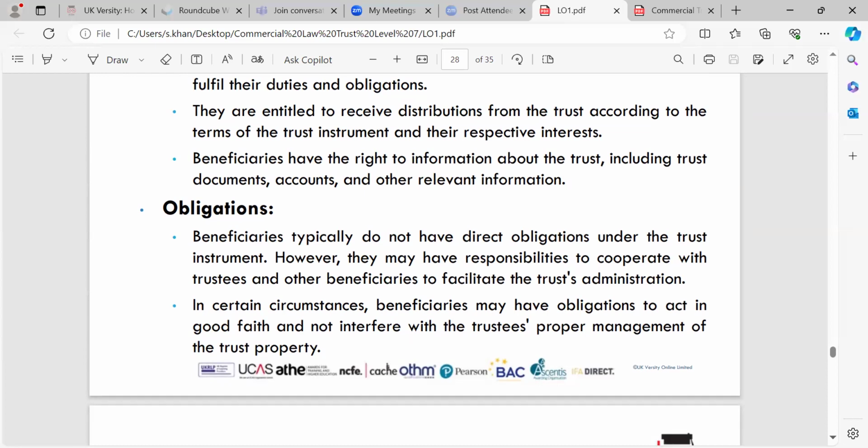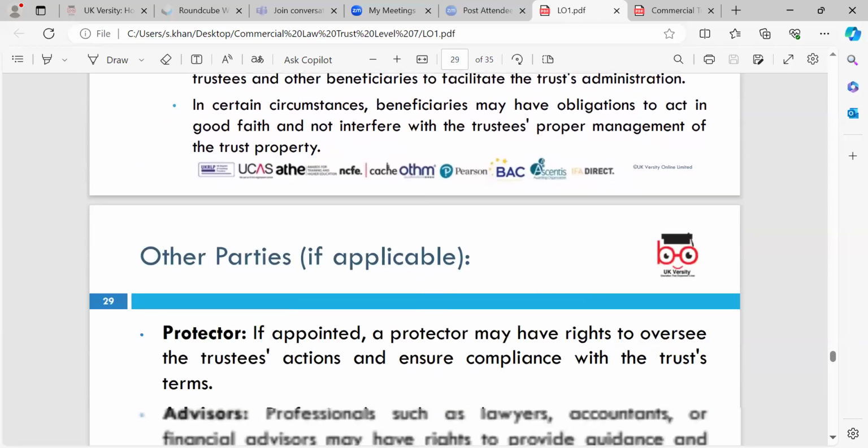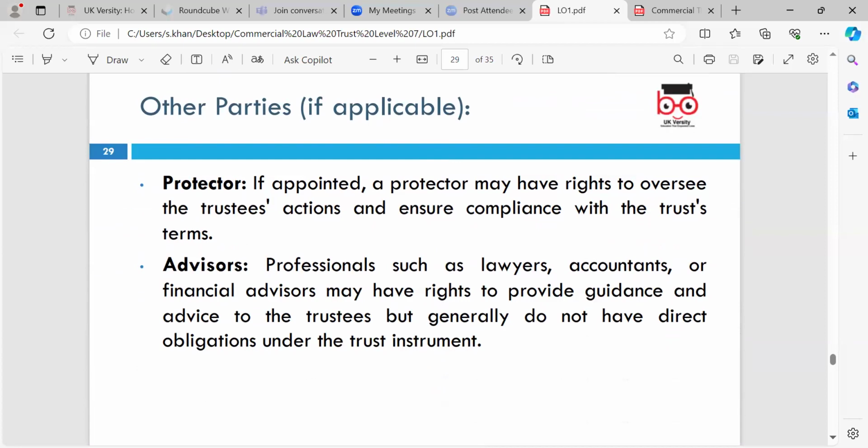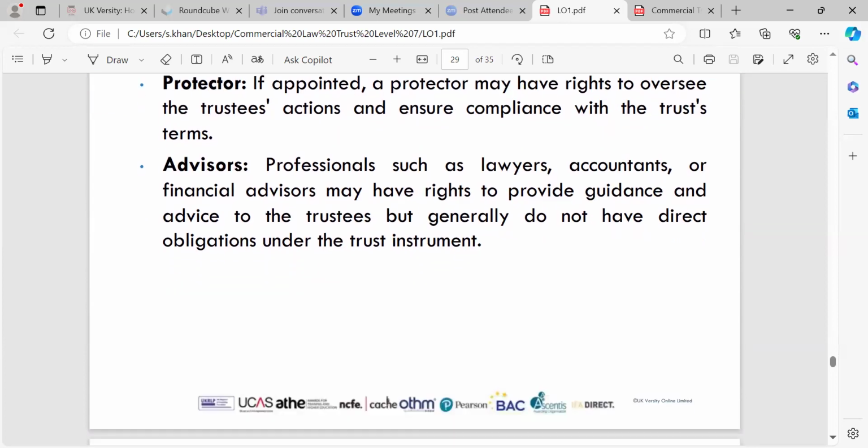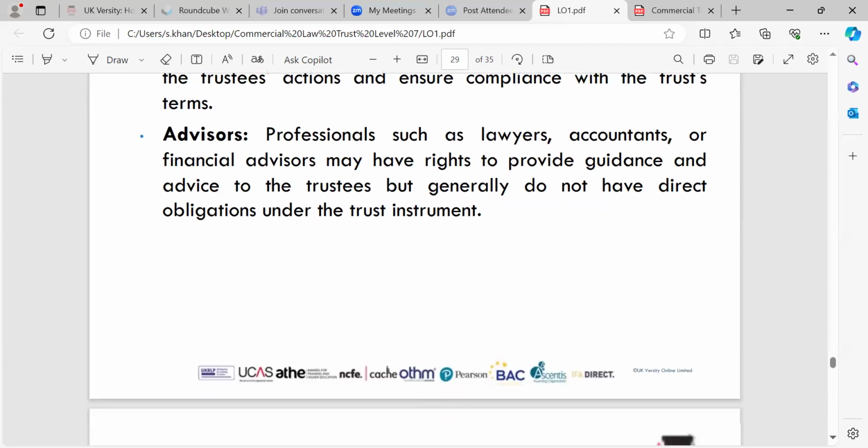In certain circumstances, beneficiaries may have obligations to act in good faith and not interfere with the trustee's proper management of the trust property. Other parties, if applicable. So the protector, if appointed, may have rights to oversee the trustee's actions and ensure compliance with the trust terms. Advisors, such as professionals such as lawyers, accountants, or financial advisors, may have the rights to provide guidance and advice to the trustees, but generally do not have direct obligations under the trust instrument.